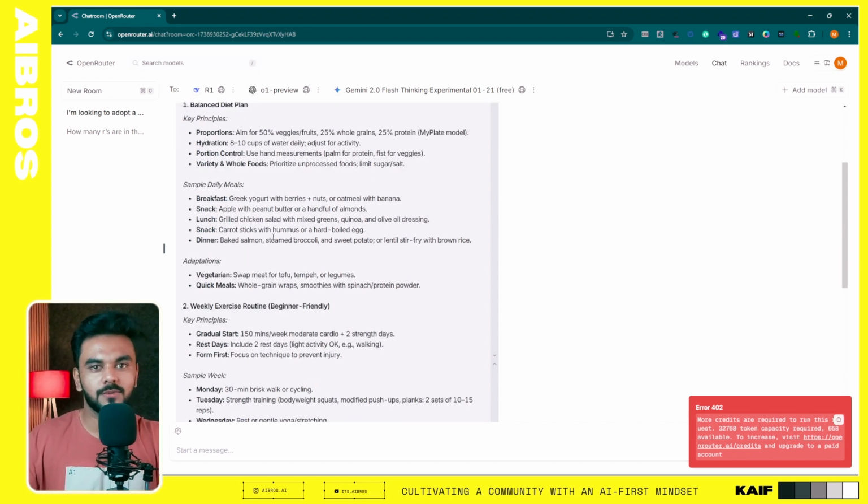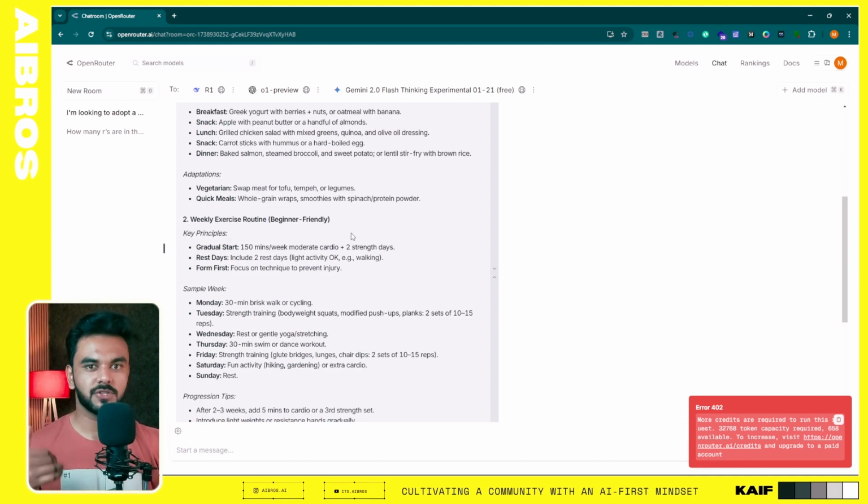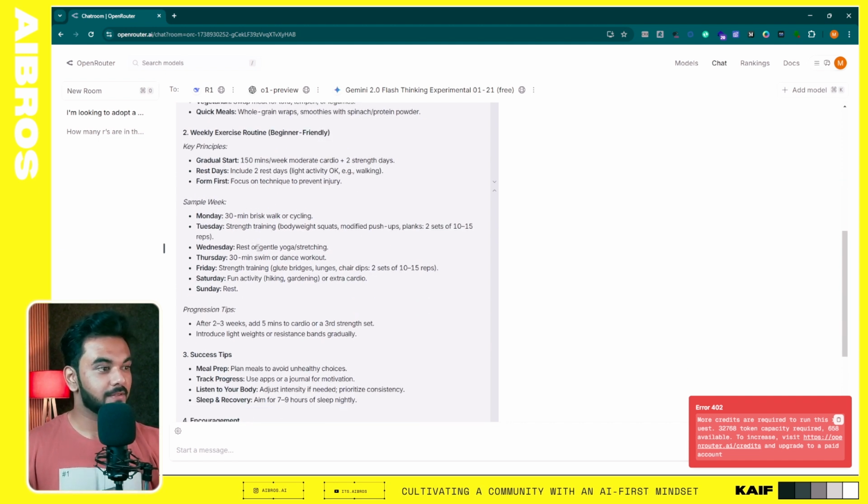Again, which I told you, the general diet which usually people have, or a generalized diet without knowing your age, your activity levels. They can suggest that. And a weekly exercise routine: Monday, Tuesday, Wednesday. The best part is it has distributed the day wise exercise. It has given you the day wise exercise.